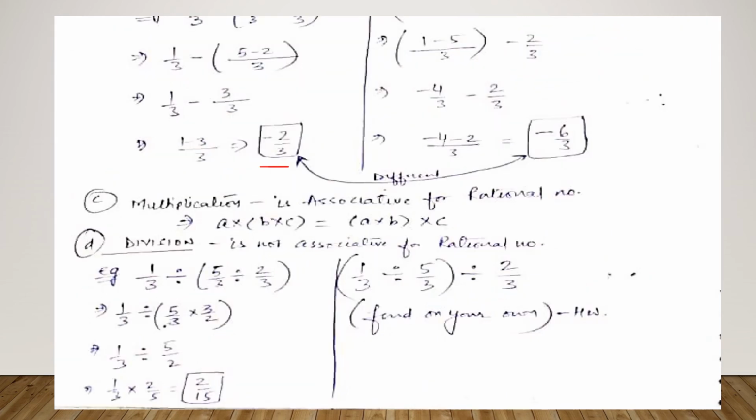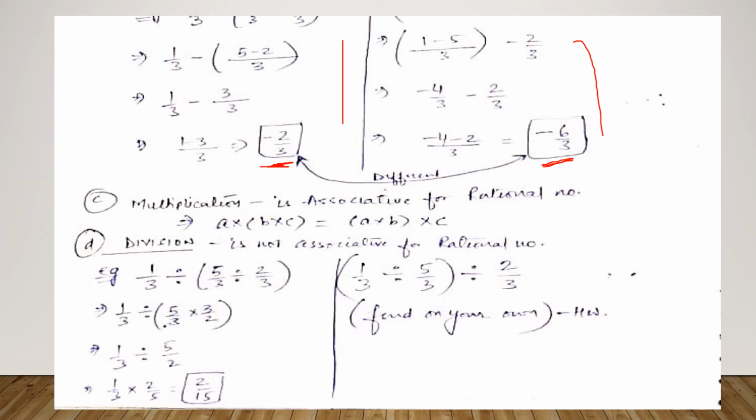See, here the answer came as minus 2 by 3. Here the answer came as minus 6 upon 3. You can solve these on your own, or you can pause the video to see the solution. So we can say this associative property is not for subtraction.